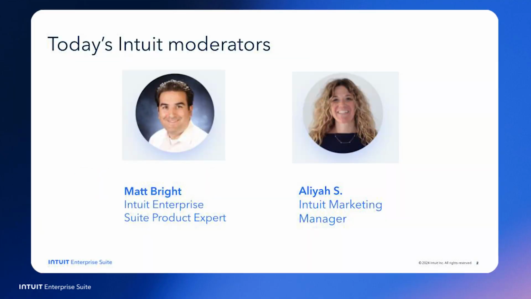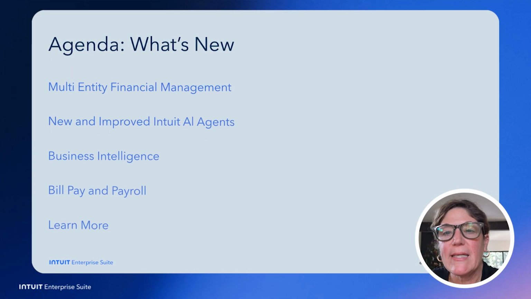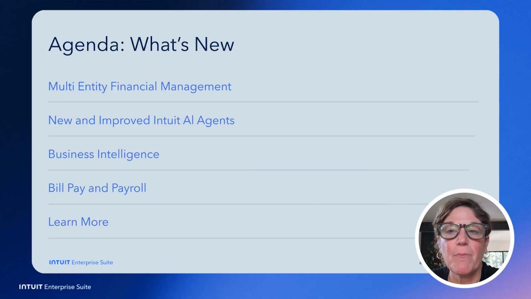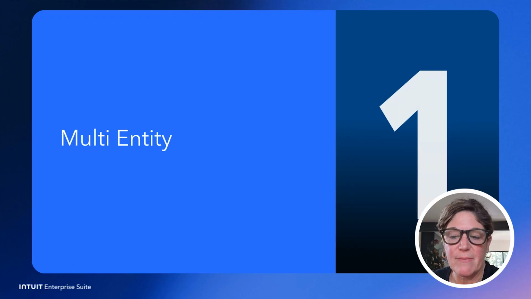Let's dive in. Today, we'll be focusing on 4 key areas of enhancement: multi-entity management, improvements to our existing AI agents, business intelligence, and bill pay and payroll. First, let's talk about multi-entity management.